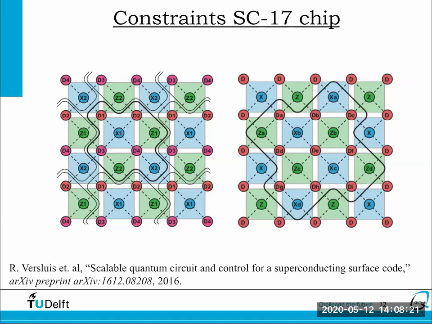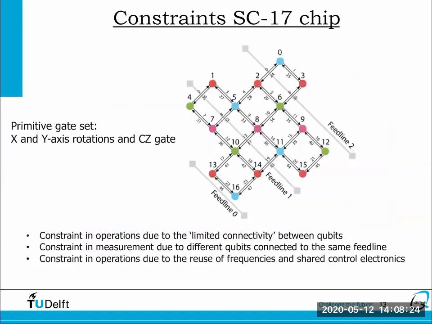So, this Surface-17, this is a Ninja Star. The goal of this chip is to show that indeed one logical qubit has a lower error rate than, let's say, 17 physical qubits. But this chip can also be used as 17 physical qubits to run an algorithm, right? So if you would like to run an algorithm on this kind of device, any kind of circuit, what are the constraints of this chip?